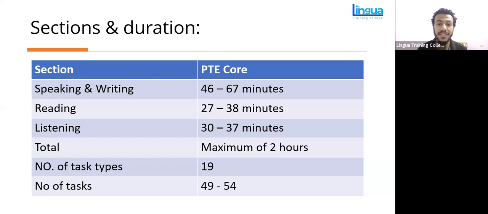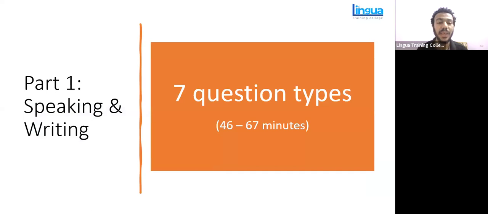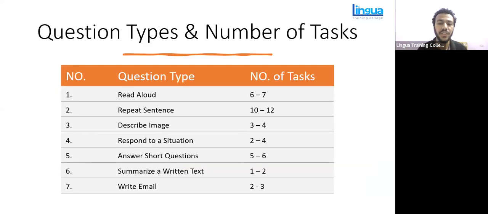Well, having said this, that will take us to the first part, speaking and writing. You get 7 question types, and it takes 46 to 67 minutes. Here you start with read aloud. The read aloud task is repeated 6 to 7 times, as you can see on the screen, and here are the details about the rest of the questions.